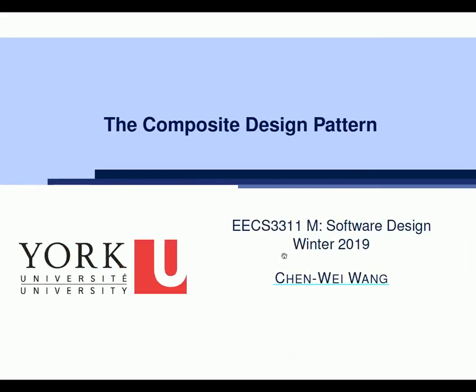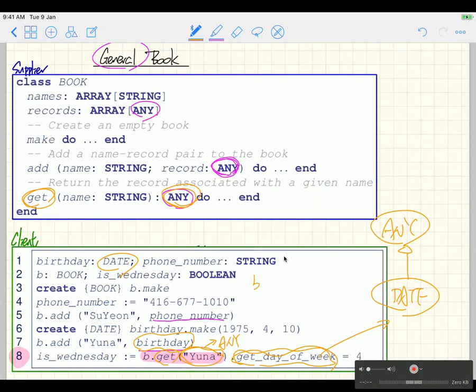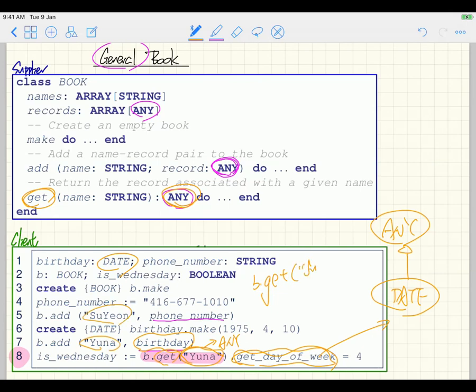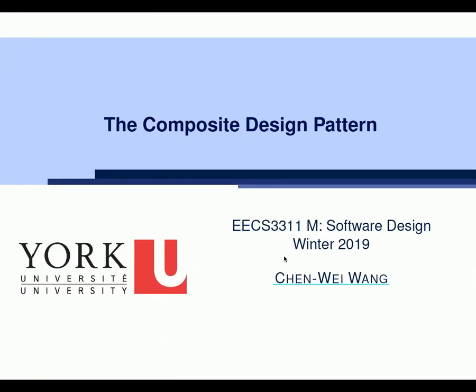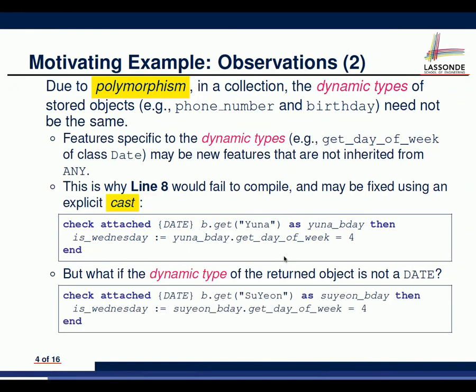For example, if I try to say b.get, let's say rather than Yuna, I would say Suyang over here, b.get, and then I would say Suyan over here. As you can see, what we put in for Suyan is actually a string, the phone number. If you try to cast that into a birthday, it's going to run into a crash, class cast exception, right? That's what we said before. Okay? So now if you go back there, basically this class is simply not appropriate. So that means you're going to run into a runtime error.